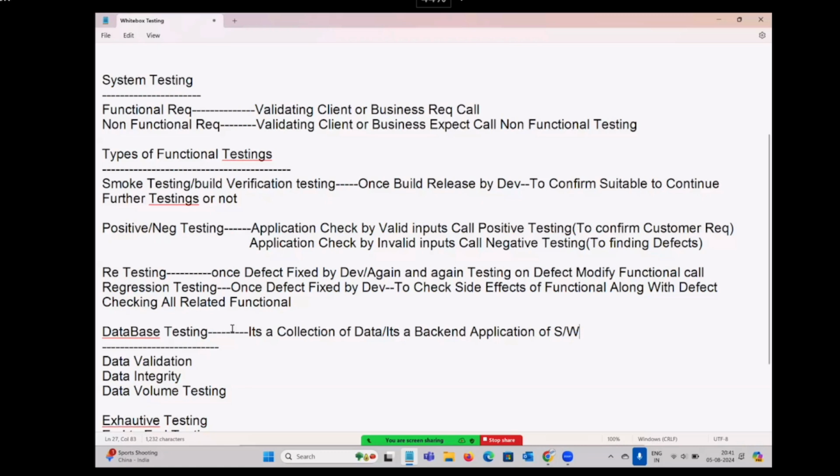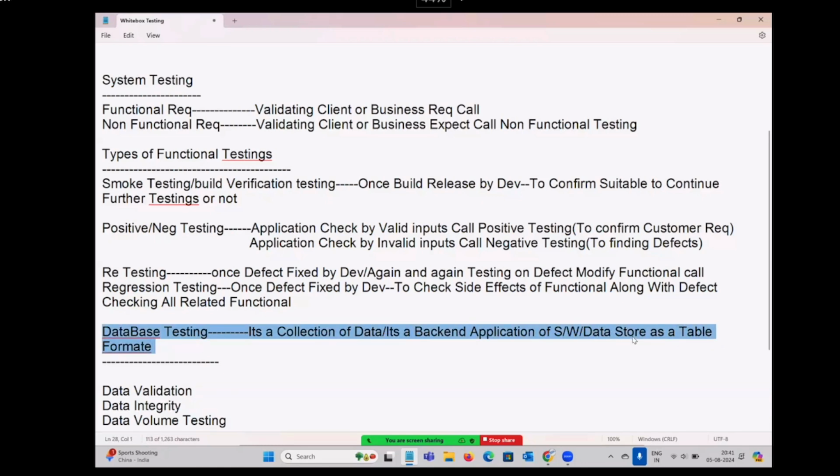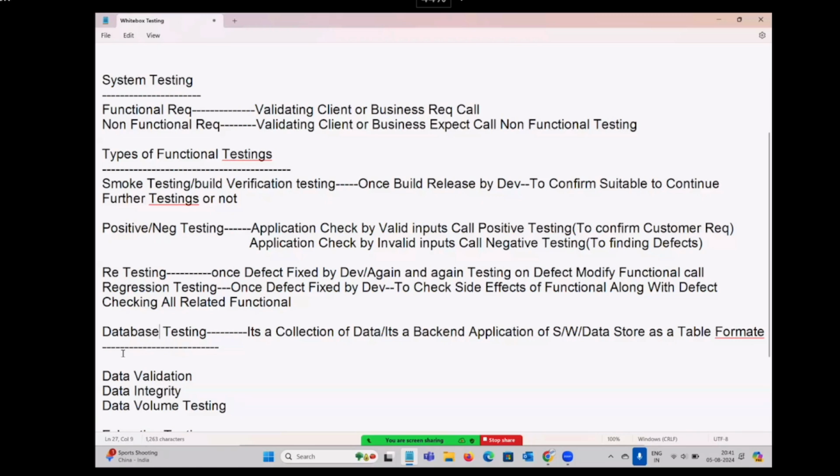Backend application of software. Every data will be stored into the backend database in table format. Data is stored as a what? Table format. It's a collection of data. It's a backend application of software. Data is stored in table format.